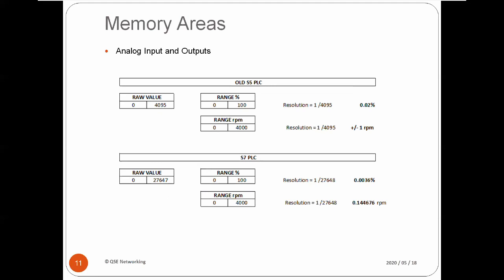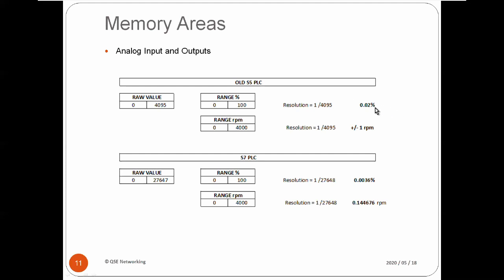Okay, analog inputs and outputs. In the good old S5 PLC, the analog inputs would only give you 0 to 4095 as a raw value for whatever the actual analog signal was. So whether it was 0 to 20 milliamps or 4 to 20, 0 to 10 volts, etc., it would only give you 0 to 4095. So if you were reading a range of 0 to 100%, it technically gives you 1 divided by 4095 resolution, which is 0.02%.